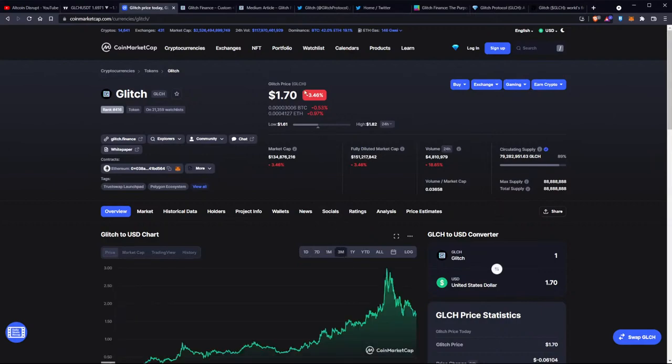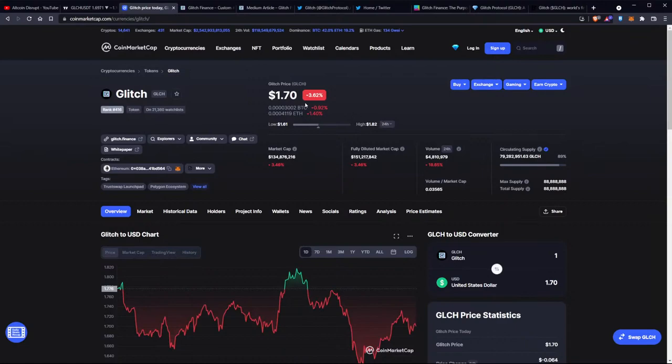Right now, you're looking at $1.70 per token at the moment. And there's actually, interestingly enough, 89% of tokens in circulating supply. That's 79 million tokens in circulating supply, and the max supply is 88.8 million tokens. It's actually quite low, under 100 million tokens.